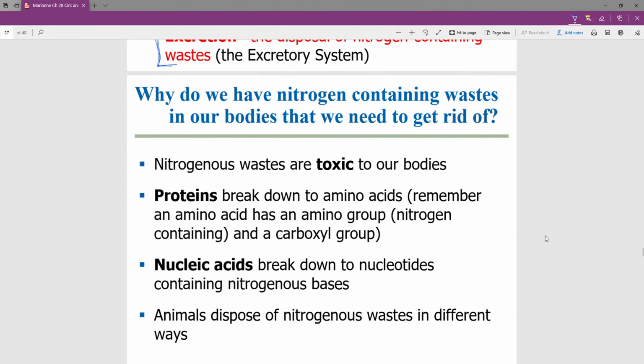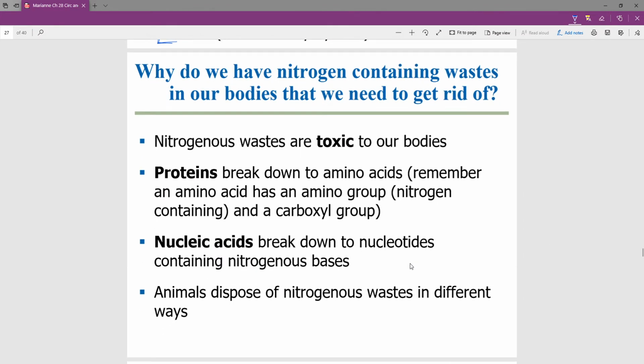So why we have nitrogenous waste to get rid of at all is maybe the first question we should ask in the excretory system. We know that we have nitrogenous things to get rid of. Ammonia is in our urine, right? And it contains nitrogen. The nitrogen comes from the metabolism of proteins, because remember the amino group had nitrogen in it, and nucleic acids, because we remember the nucleotides had a nitrogenous base. When these things are metabolized, the nitrogen is toxic to our body, so our body has to get rid of it by excretion.